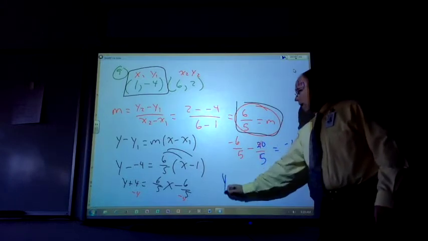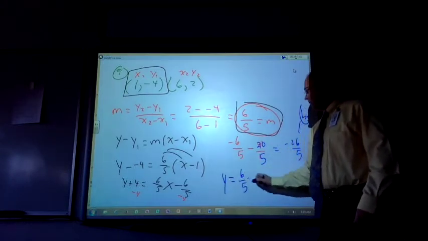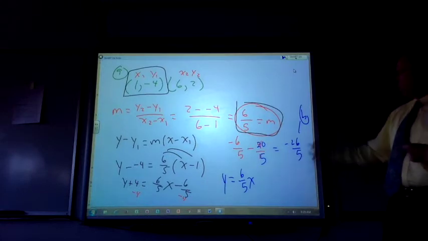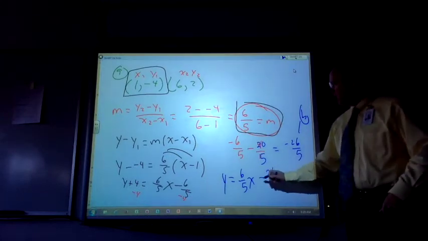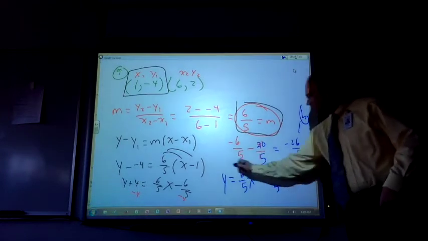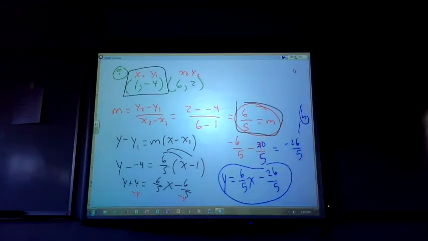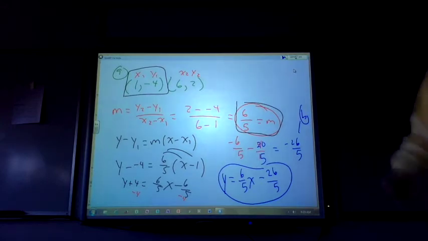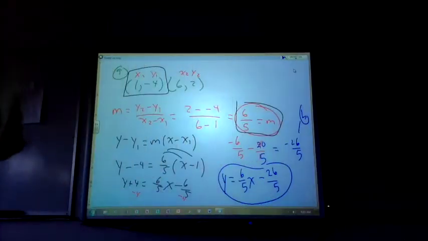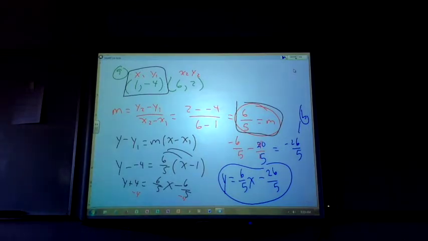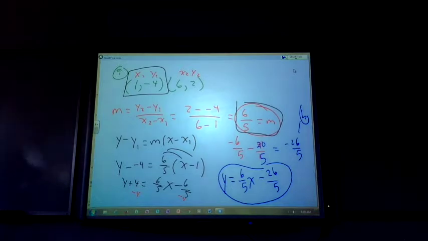So my answer is going to be y equals 6/5 x. And I combine my like terms. Negative 6/5 minus 4 gives me negative 26 fifths. Is that all right? So you got to remember how to add fractions together to do that. Any other questions from the first page that we're not sure about? Feel okay about them? Take a second gander at it. Make sure you're okay.